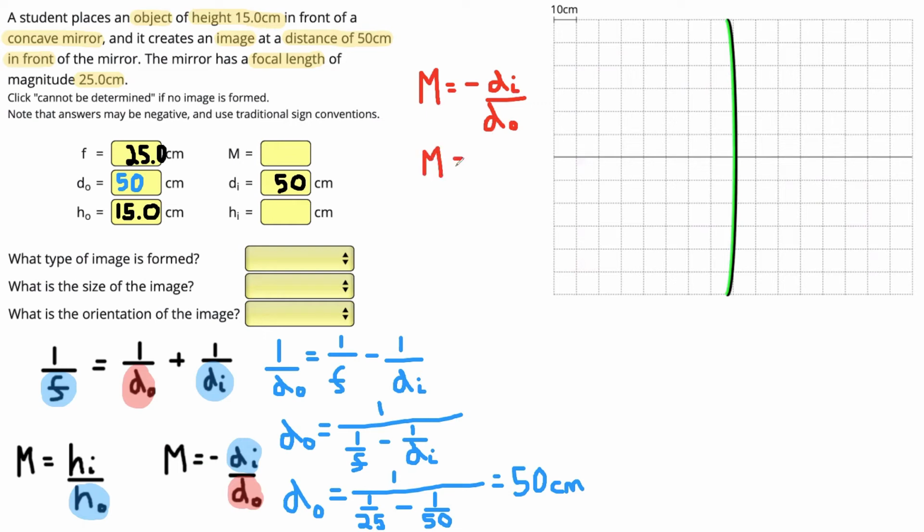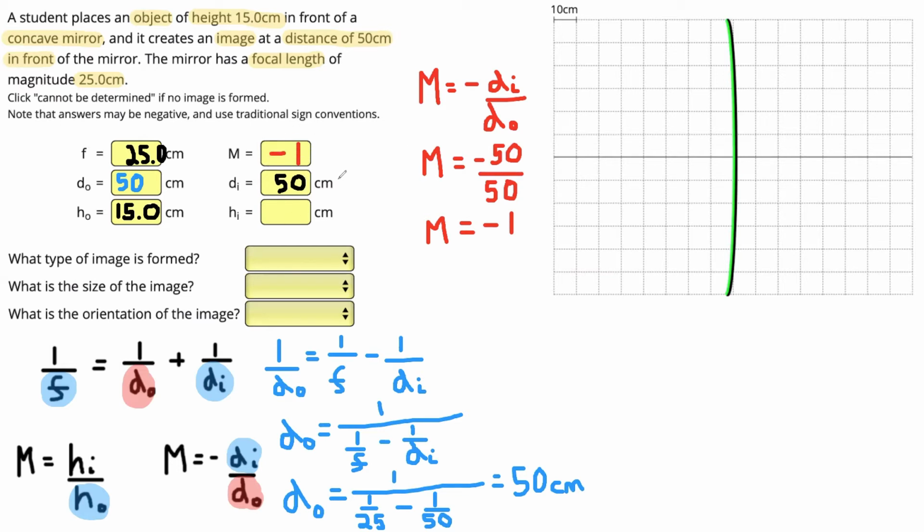So magnification is going to be equal to negative distance of the image, which was 50, divided by distance of the object, which was also 50. That's going to get me an answer for the magnification of -1. There are no units with this answer since distance is centimeters, distance is centimeters, centimeters divided by centimeters cancels out. So there's no unit on that. The magnification is just -1. The negative is really important, so make sure you notice that and write it down.